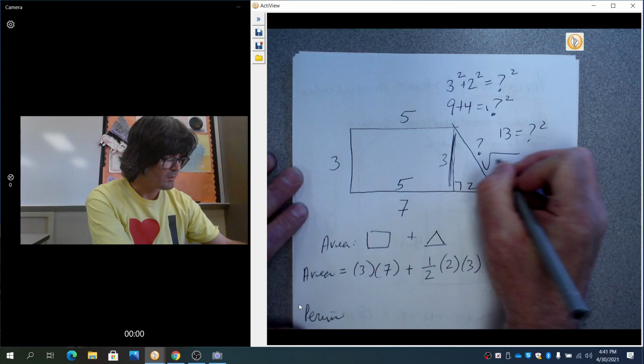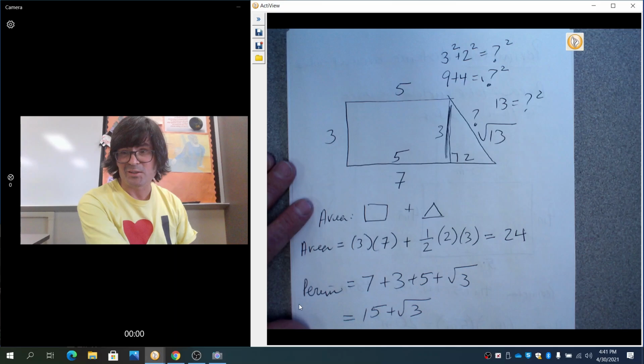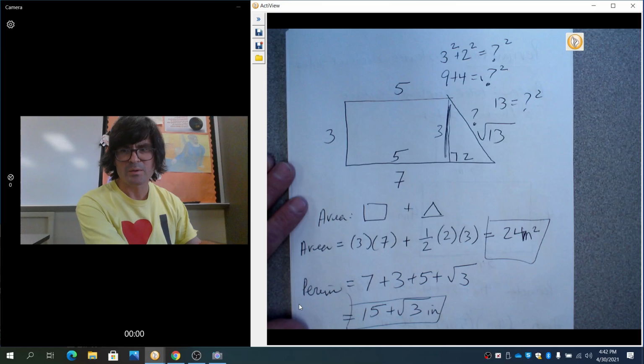So the perimeter is going to be 7, this side, plus 3, which is this side, and then plus 5. And then finally this is the square root of 13. That's going to be 15 plus the square root of 13. This is called an exact answer when you don't simplify the square root. I know the square root of 3 is 1.732. Just remember it's George Washington's birth year. But I'm just going to leave it like this. So that's the perimeter, and this is the area. And this would be like square inches, and this would just be inches.